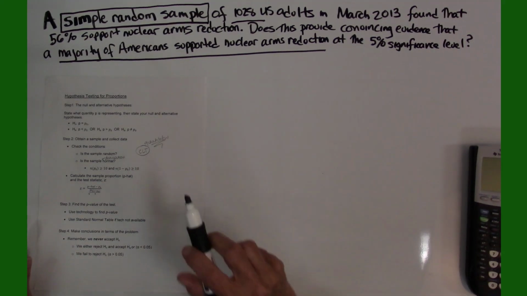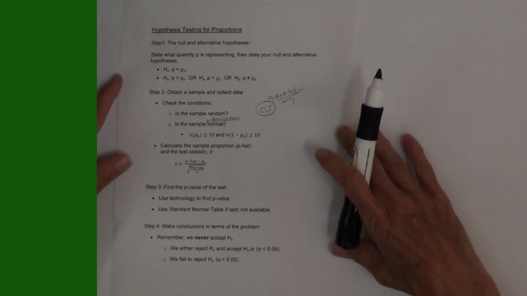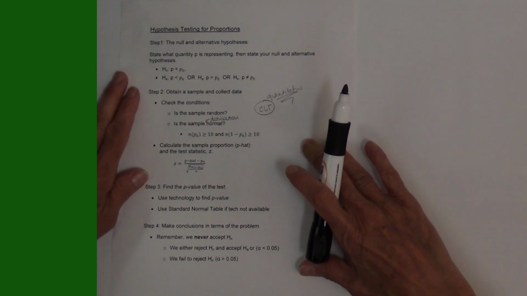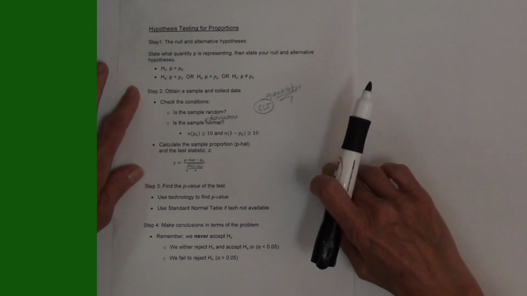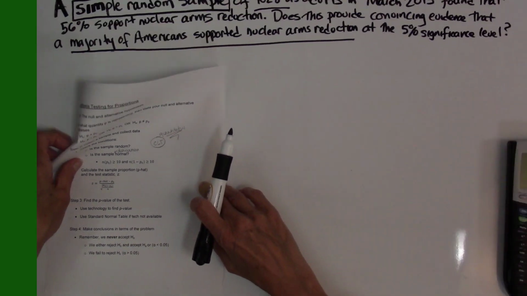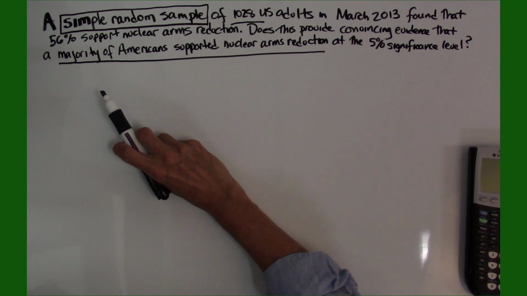In this video, we're going to be doing an example of a hypothesis test for proportions. I'm going to be following the 4 steps that are outlined on this sheet of paper, which you can find linked in WAMAP and which you'll also find in the information section of this video. Let's start by reading the problem.